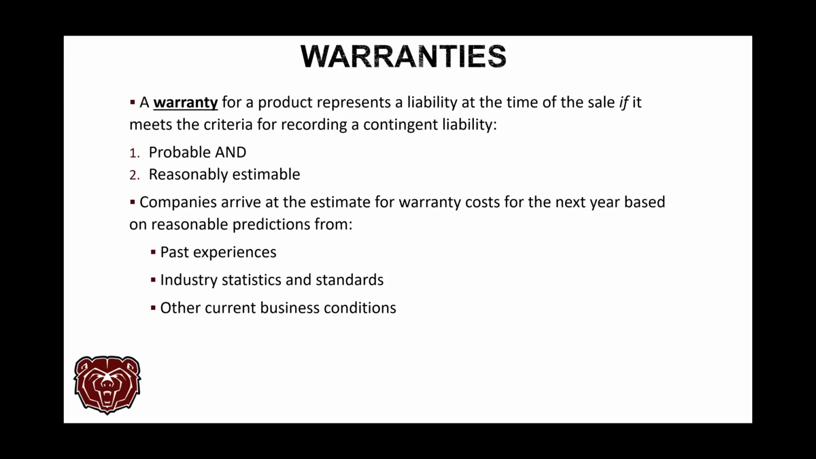Typically when you see a warranty, it's because these are probable and reasonably estimable already. They already know that a certain amount of their products are going to have some kind of defect. They're not trying for that. They're trying for 100% no defects, right? But it does happen, and they know it's going to happen. And those costs are typically pretty easy to estimate.